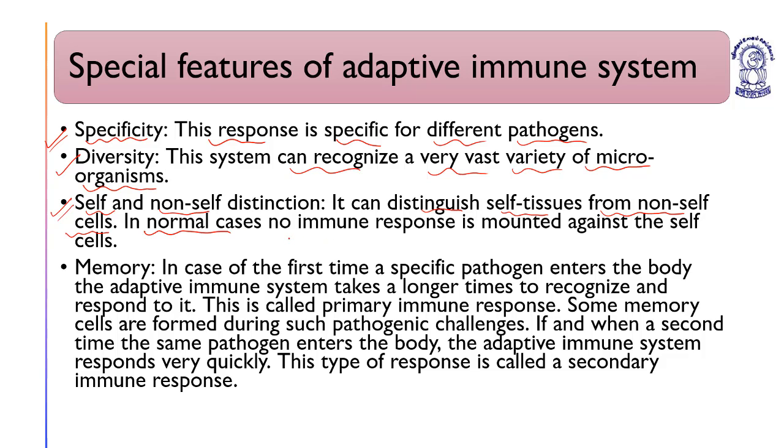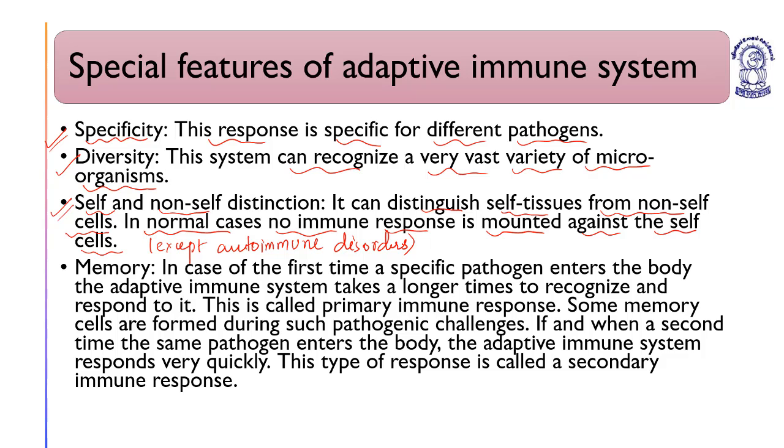In normal cases, no immune response is mounted against the self cells except autoimmune disorders. In normal conditions, all the organs of your body, all the cells of your body, they don't produce antibodies against themselves. Okay, but in case of autoimmune diseases, the condition can be changed. Okay, understood?